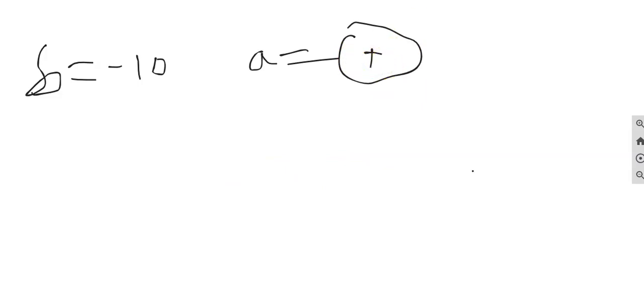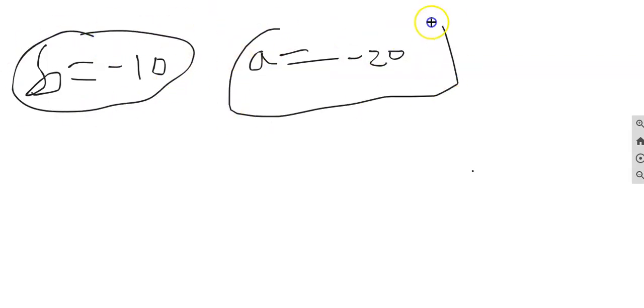So let's replace these b's with minus 10s. And yeah, so there's a minus into plus, and minus into plus equals minus. So minus 10 plus minus 10, like minus 10 minus 10, equals minus 20. So let's erase that and turn it into minus 20. And so a equals minus 20. So we found both values, which is b equals minus 10 and a equals minus 20.